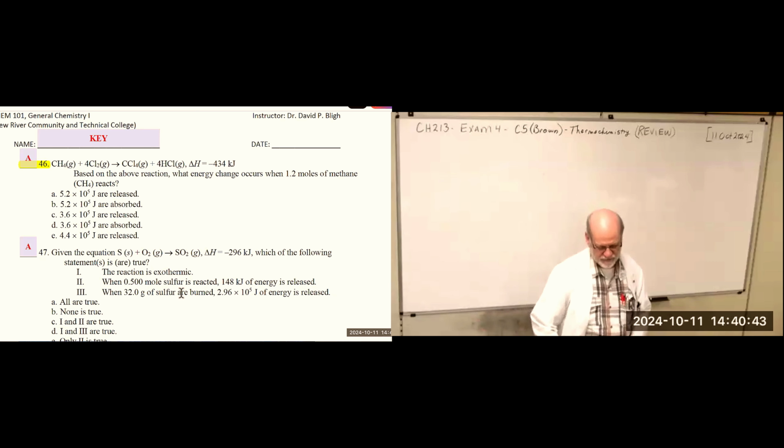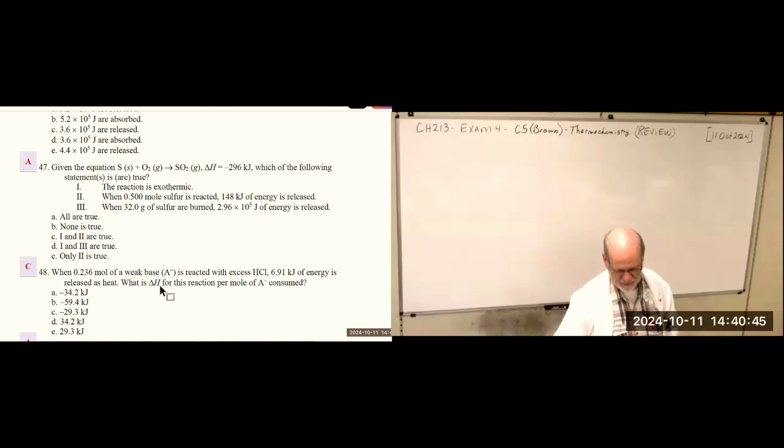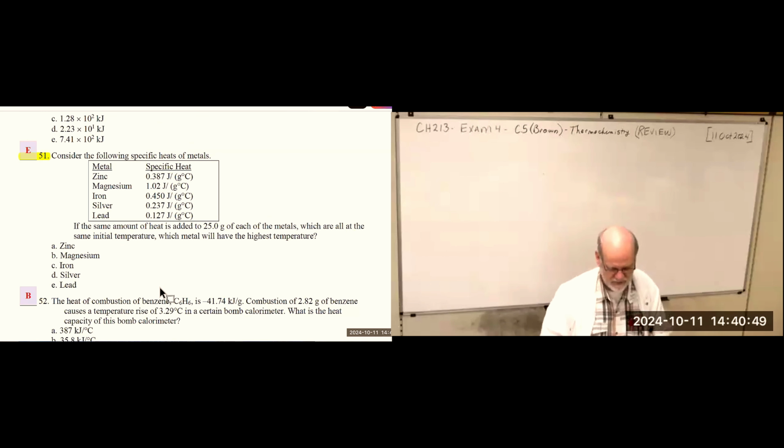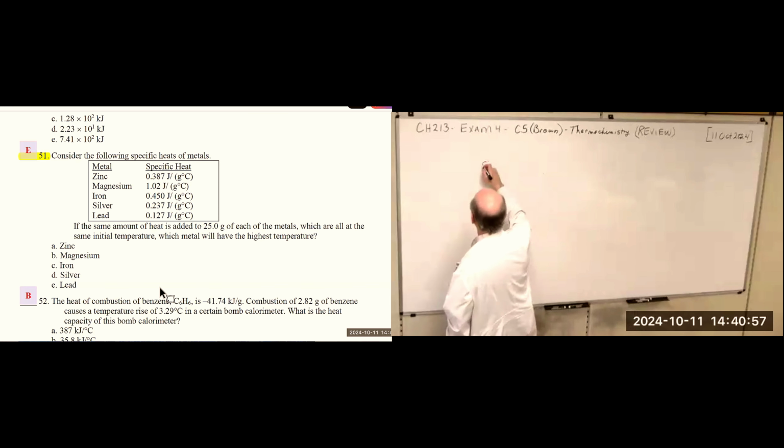A small but significant point. All right, how about this one? Specific heats of these metals, if the same amount of heat is added. Oh, okay, this is a logic question, actually.